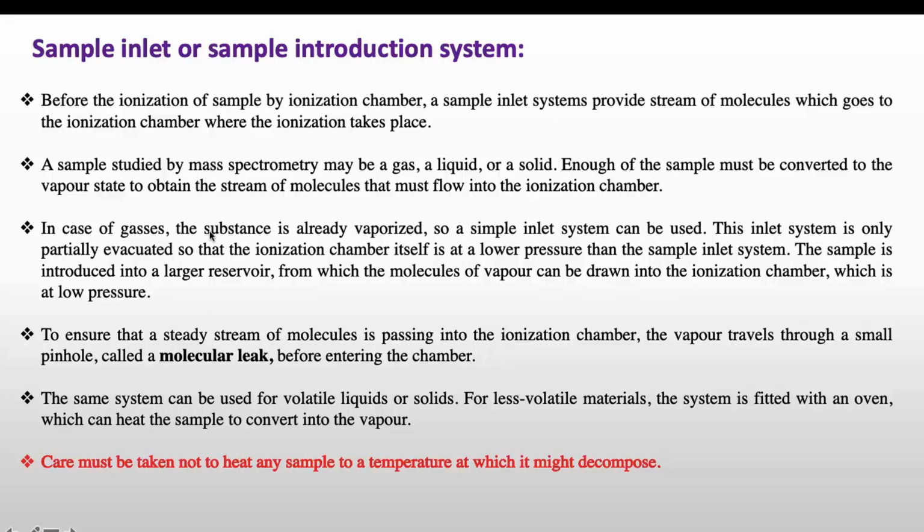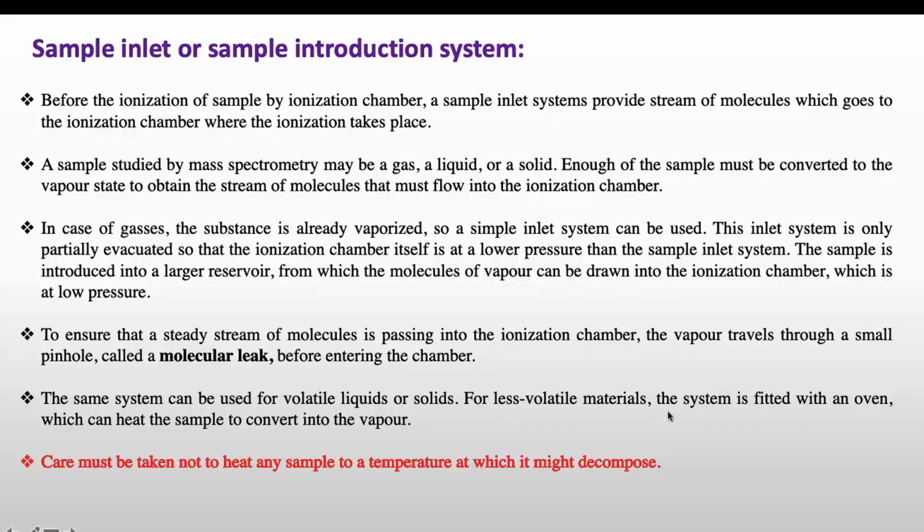In cases of gases, the substance is already vaporized, so a simple inlet system can be used. This inlet system is only partially evacuated so that the ionization chamber itself is at lower pressure than the sample inlet system. The sample is introduced into a large reservoir from which the molecules of vapor can be drawn into the ionization chamber, which is at low pressure already. To ensure that a steady stream of molecules is passing into the ionization chamber, the vapor travels through a small pinhole called a molecular leak before entering the chamber. And the same system can be used for volatile liquids or solids.